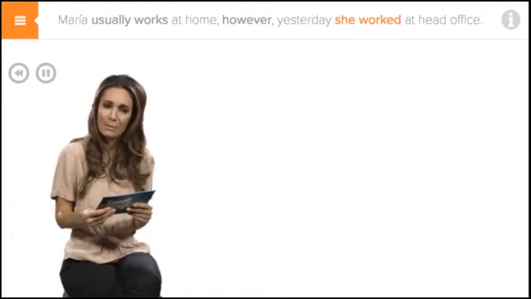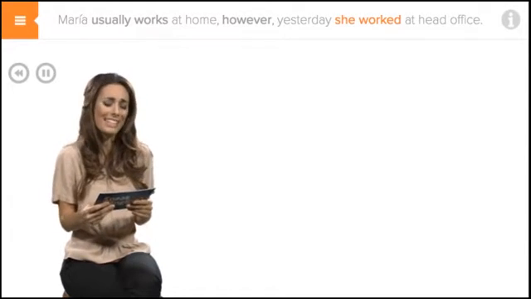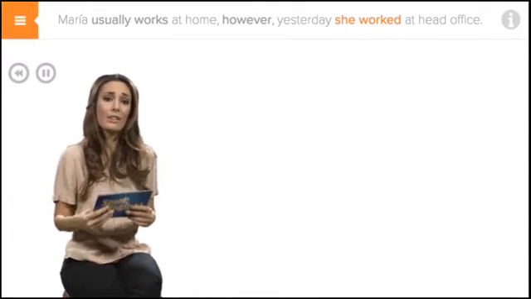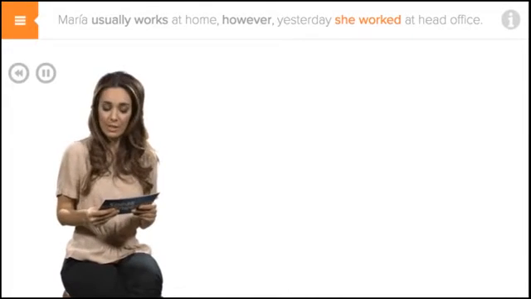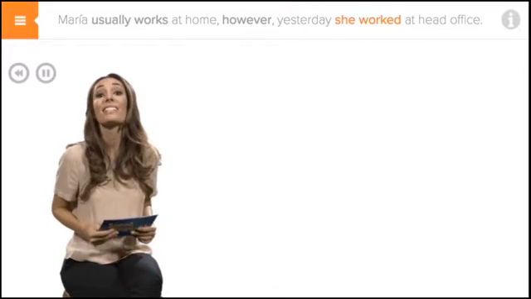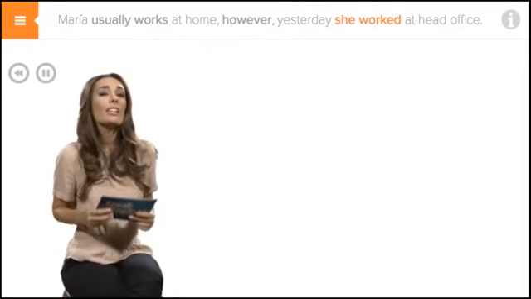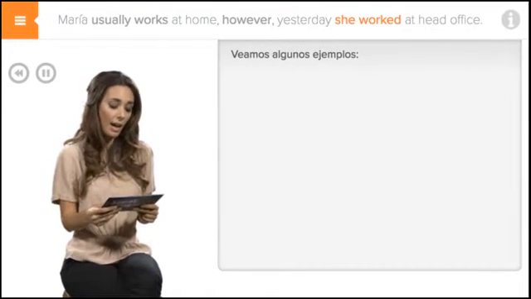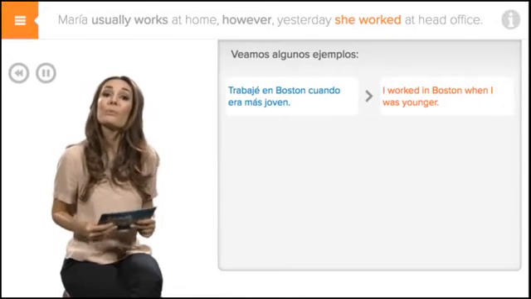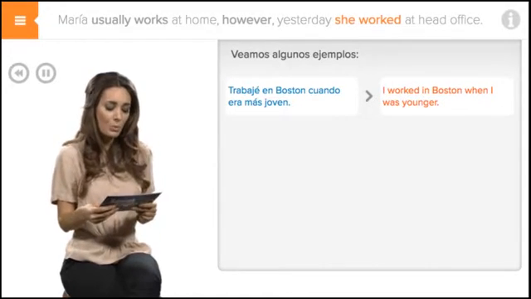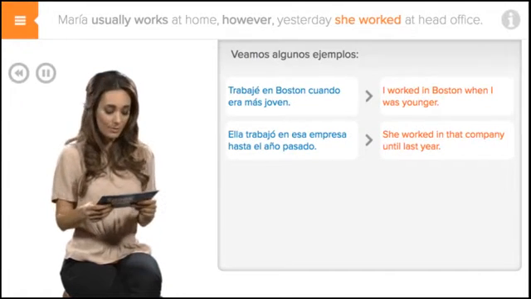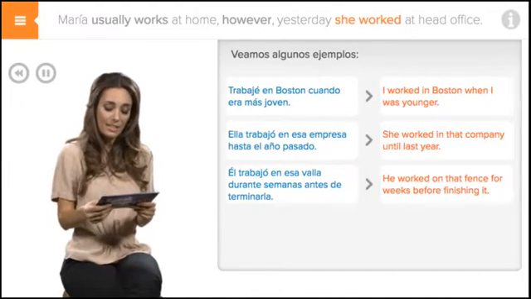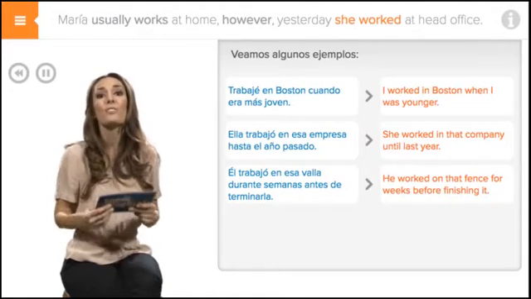Respecto al uso del past simple, se suele utilizar cuando el periodo de tiempo en el que se realizó la acción ya terminó. Diremos I worked yesterday, pero no I worked today. Veamos estos tres ejemplos. I worked in Boston when I was younger. She worked in that company until last year. He worked on that fence for weeks before finishing it.